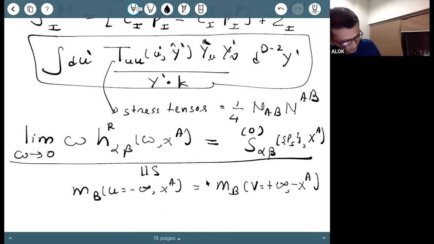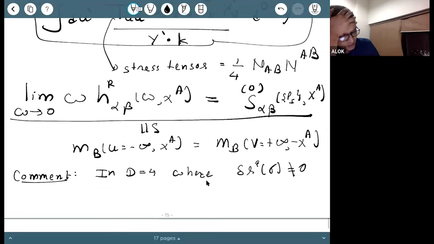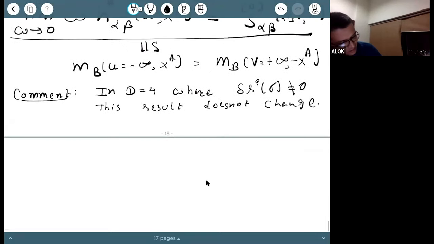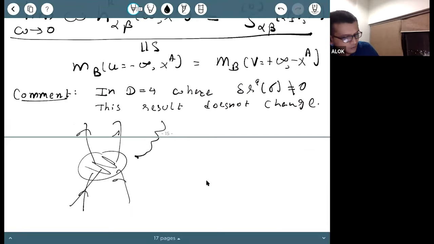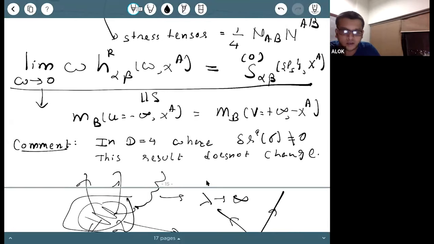And just one final comment: if we are in d equal to 4, where the deviation from the asymptotic trajectory is not zero because of the Coulombic forces, this result does not change. The reason is very simple. If you are looking at the leading order radiation, so we have some scattering, and we are only looking at the leading order soft radiation, that is, we are looking at the infinite wavelength limit of the radiation. From that perspective, all the interactions basically become point-like, and so effectively this becomes just a contact interaction with particles scattering and moving freely. And so that is why this result is dimension independent and universal.